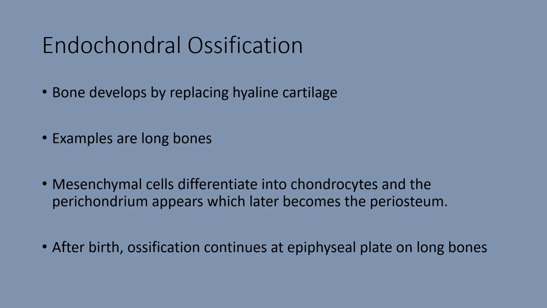Endochondral ossification is when bone develops by replacing cartilage, and it's usually hyaline cartilage. An example of this is your long bones. Now your mesenchymal cells will differentiate into chondrocytes. Chondrocytes, remember, make the cartilage, and the perichondrium appears later, which is eventually going to become the periosteum. After birth, ossification will continue at the epiphyseal plate of the long bones.